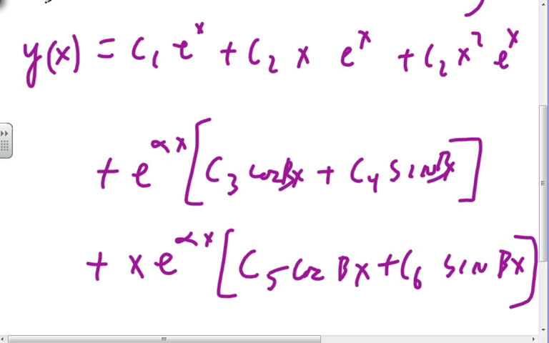How come you have two c2s then? Probably because this needs to be a 3, and that needs to be a 4, and that needs to be a 5, that needs to be a 6, that needs to be a 7. Okay. Yeah, exactly.